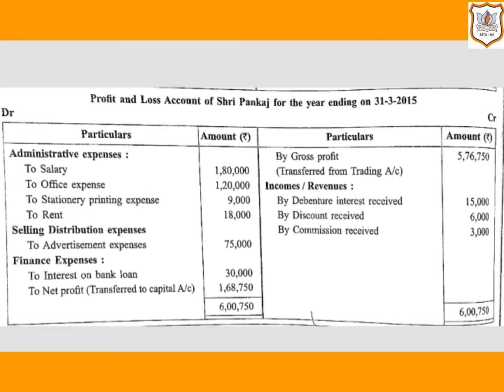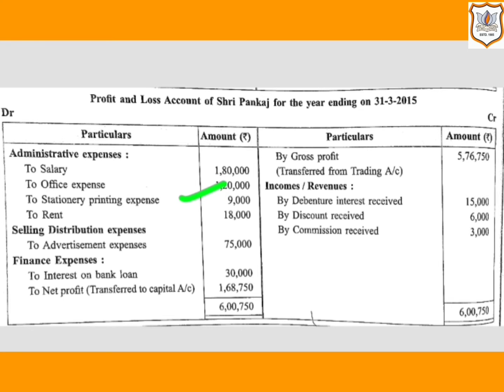Now next we have stationery and printing expenses. Again, stationery and printing expense is an indirect expense, so we will record it on the debit side of the profit and loss account. Here it is, amount is rupees 9,000 under the heading administrative expenses.